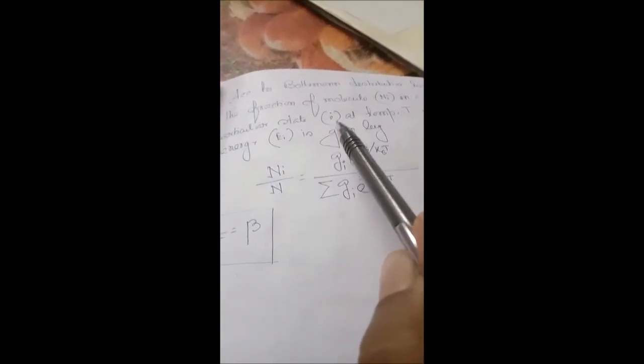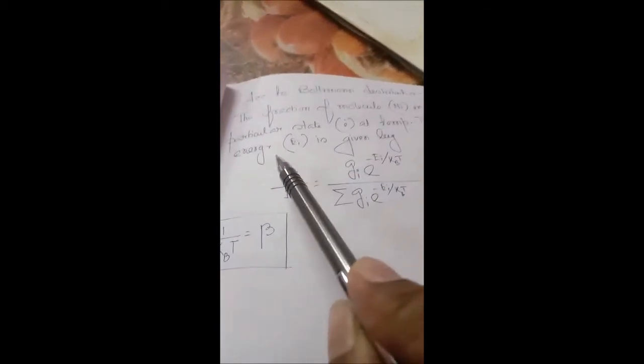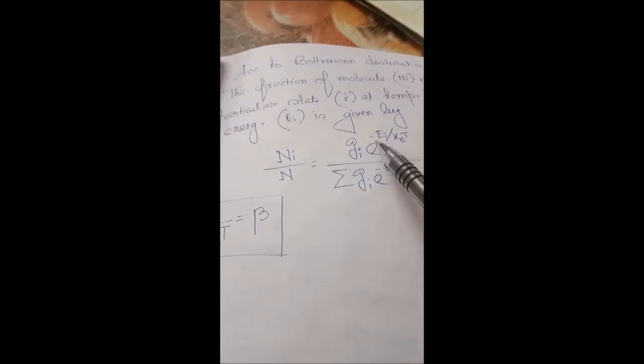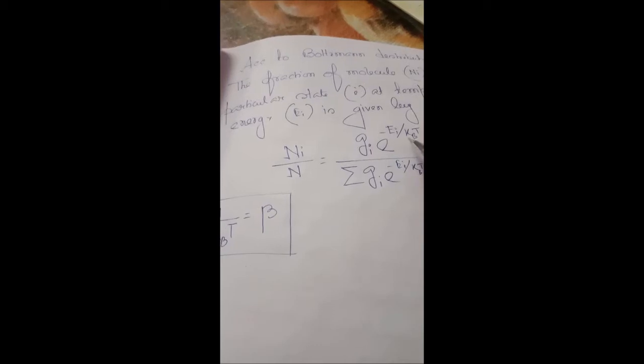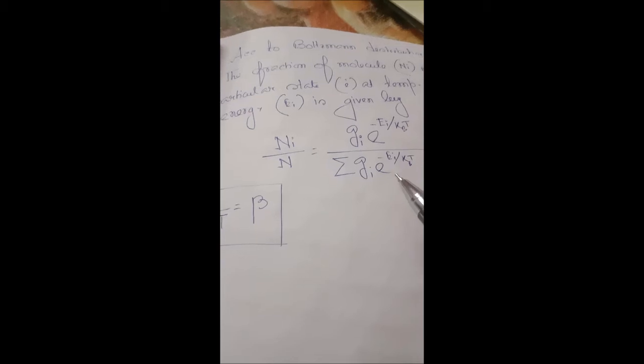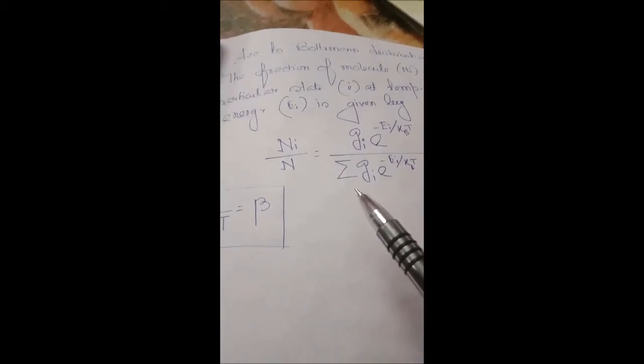According to the Boltzmann distribution law, the fraction of molecules, that is Ni by N, in a particular state i at temperature T with energy Ei is given by Ni by N equals Gi into e to the power minus Ei by kBT, where kB is the Boltzmann constant, divided by the sum over Gi into e to the power minus Ei by kBT. If you read the note that I sent you last day, you can find this formula there.